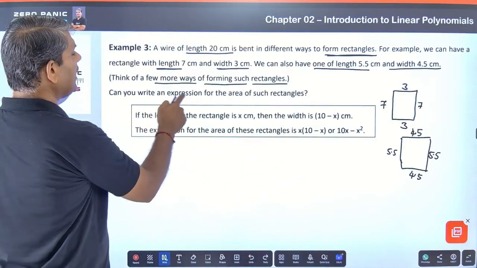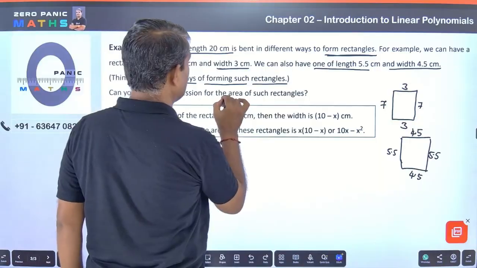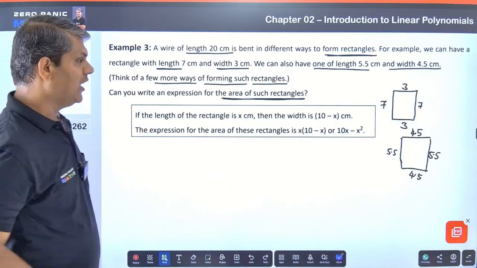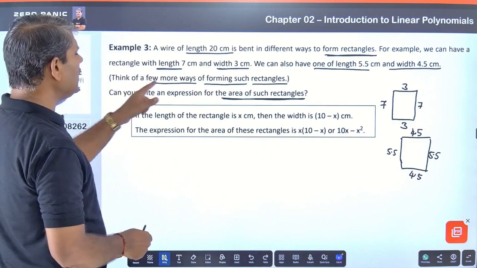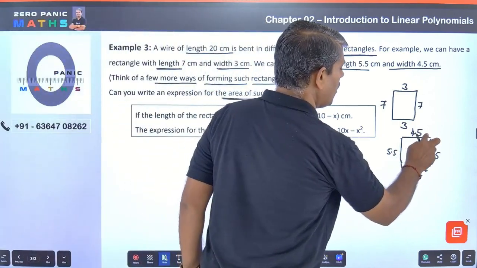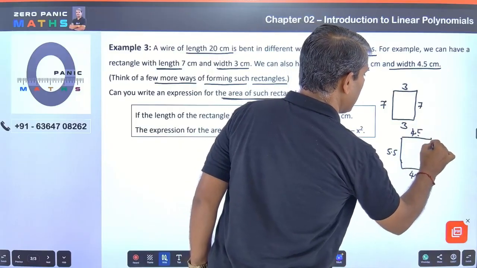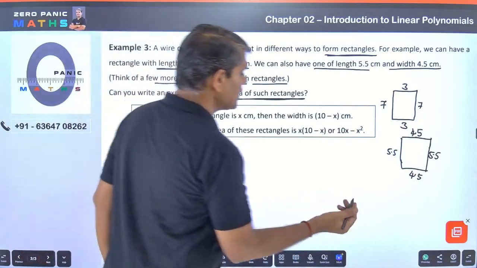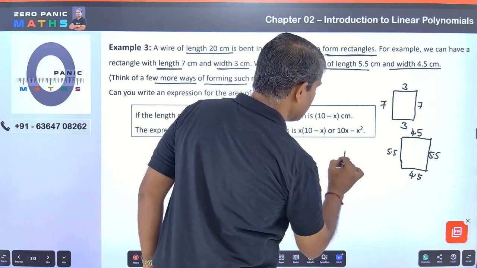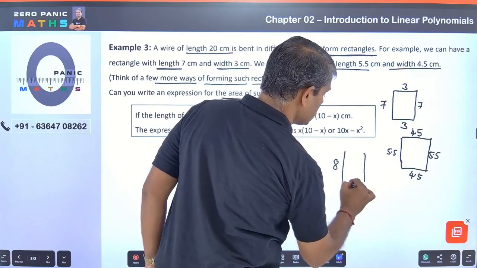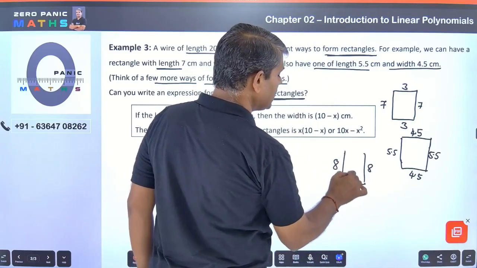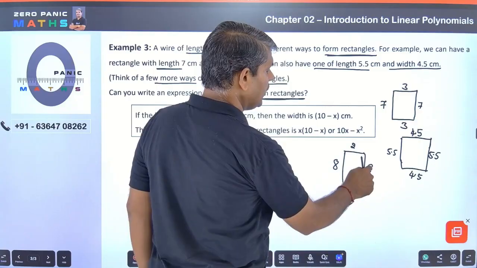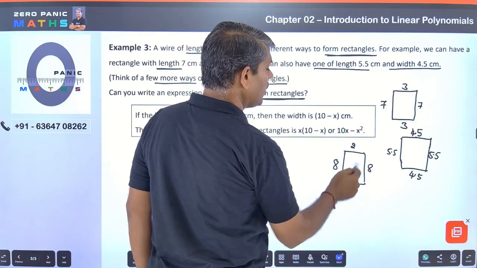Can you write an expression for the area of such rectangles? We will write that, but before that, we'll think of a few more ways of forming these. Suppose you have rectangles of different length and width so that 20 centimeter is the perimeter. Suppose 8 is the length of this, this is also 8, and the width is 2, so that it is 2. You see that 8 plus 8, 16 plus 4, that is 20.